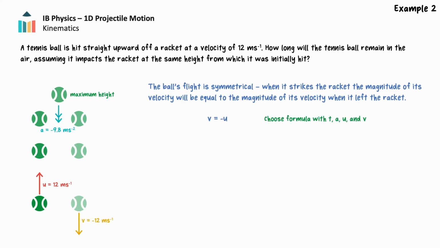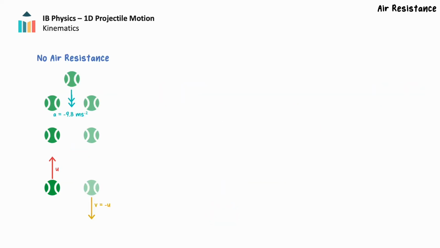We can solve the same problem, but now with a different equation, one that contains time, acceleration, initial, and final velocity. V equals u plus at. Rearrangement and substitution gives us the same answer, 2.4 seconds. We've considered only projectiles that don't have air resistance in this video. Most problems you'll encounter, especially calculations, will not involve air resistance.